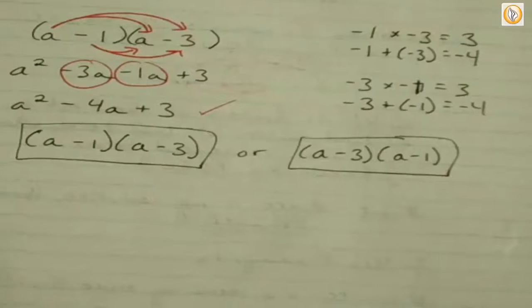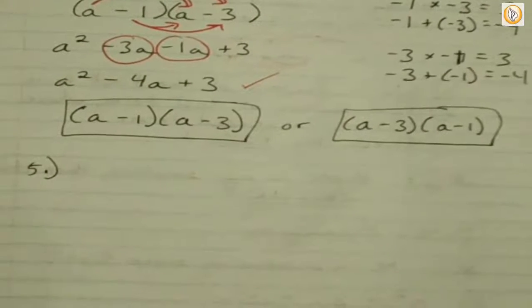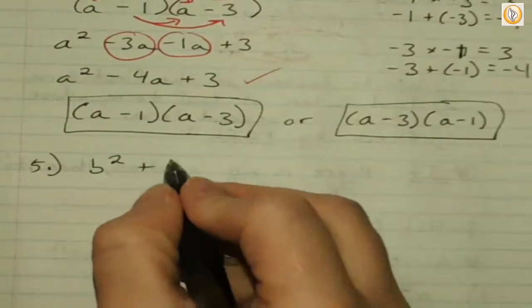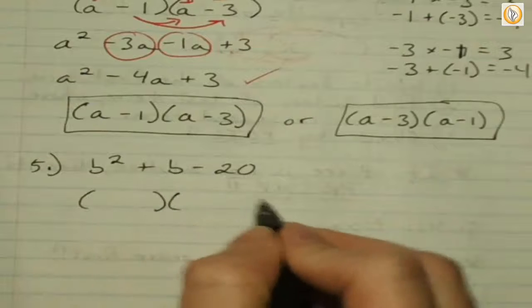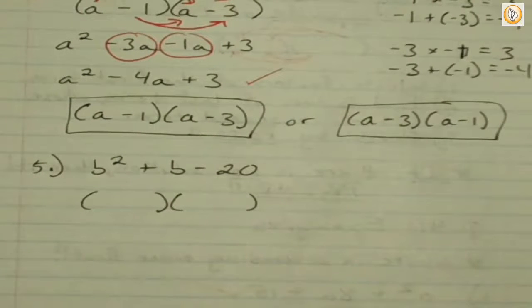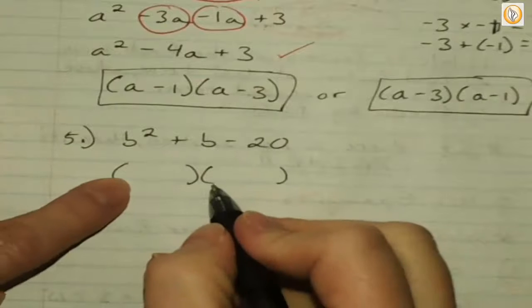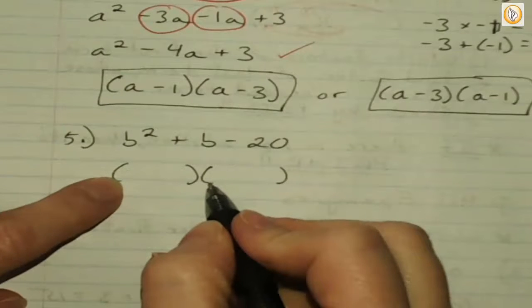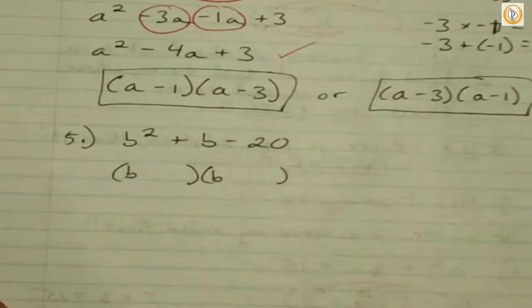All right, let's do another one. Let's do 5. I have B squared plus B minus 20. I'm going to go ahead and put my little parentheses here. Emily, what goes in the first part of the parentheses? B, because B times B gives me B squared, right?